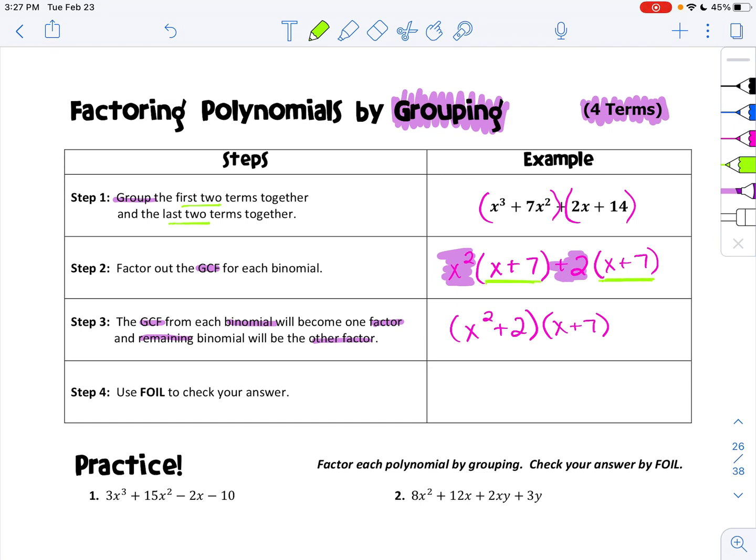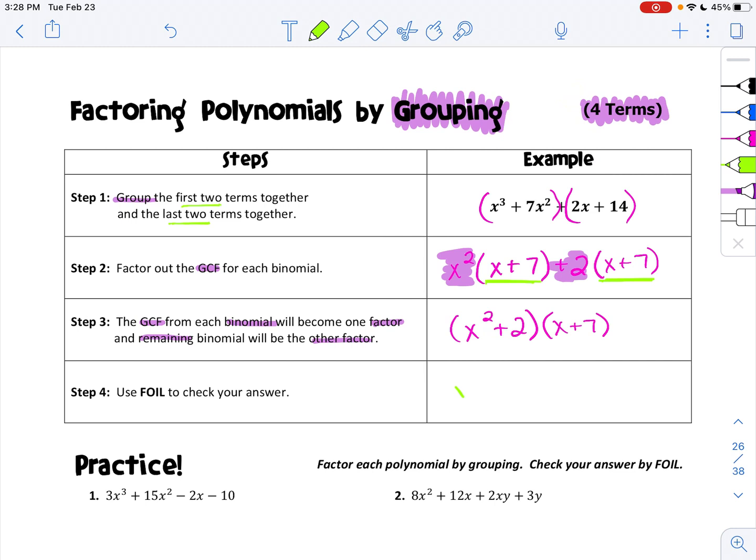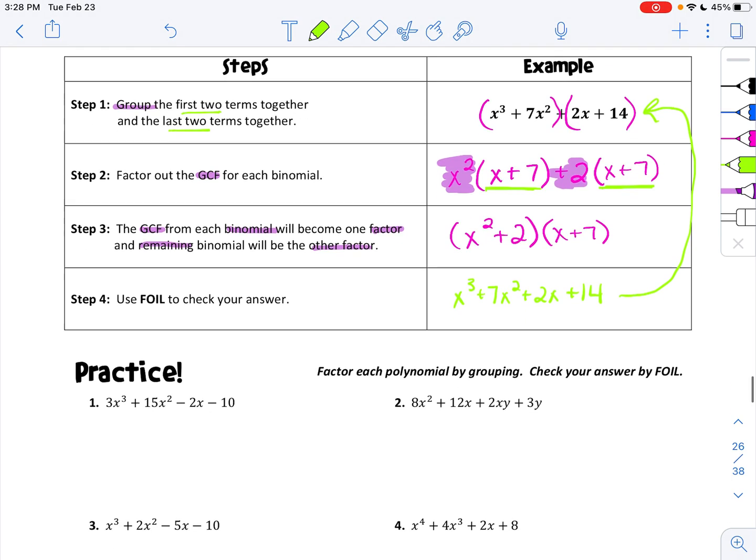And just like our other ways of factoring, you can use the FOIL method to check it. So first, outside, inside, last. And you see that you end up with what we started with. Let's take a look at just a few examples.